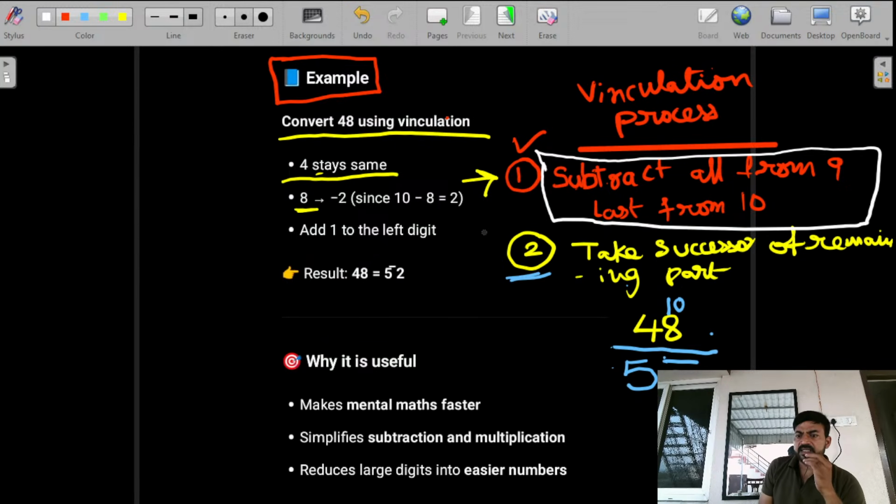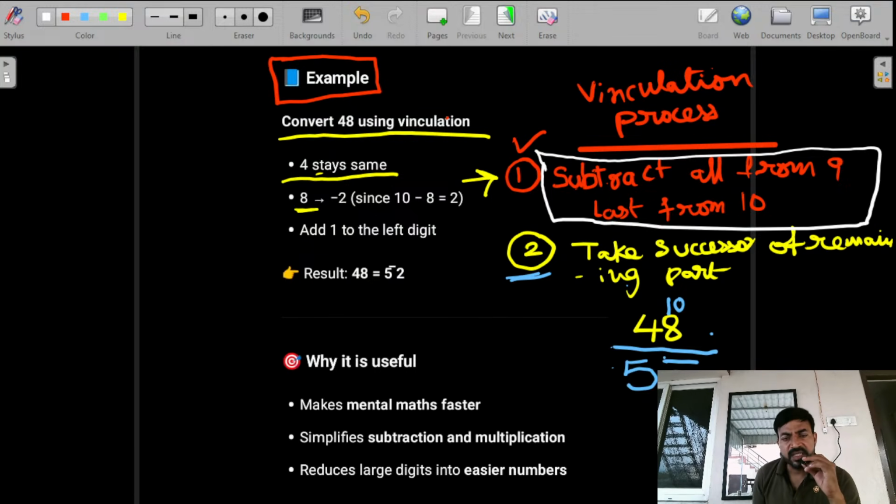Second step is take successor of remaining. In subtraction, just as we have discussed, when we find zeros in the minuend and non-zero digits in the subtrahend, we apply all from 9 last from 10 and take predecessor of remaining. But in vinculation process, why do we do vinculation? Through vinculation we convert higher digits into lower digits to simplify our calculations.